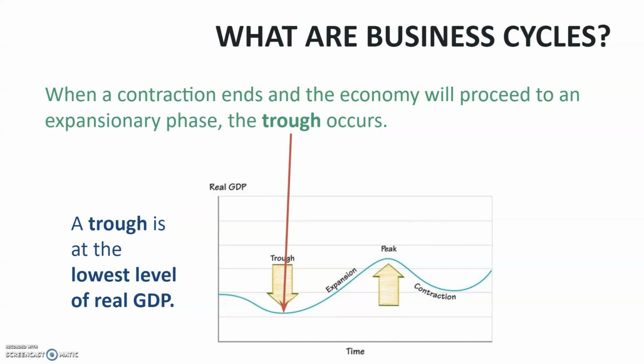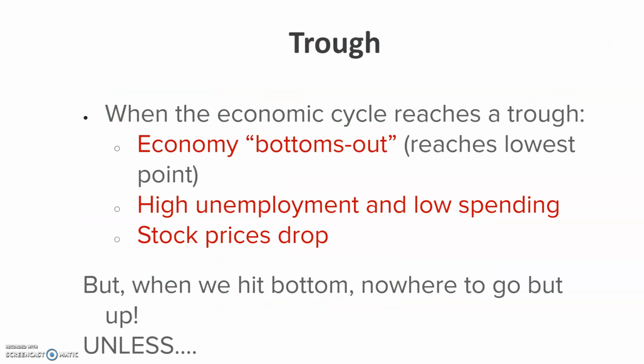Now, hopefully the economy can turn around before that depression does occur, but if it does, it's only a matter of time before it'll eventually bottom out. This is when the GDP will be at its lowest, right? And from here, we know that the economy can go nowhere but up. At this point, though, the highest unemployment rate that we see will be here. Low spending will occur, and stock prices will really plummet.